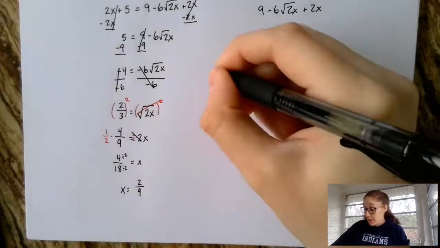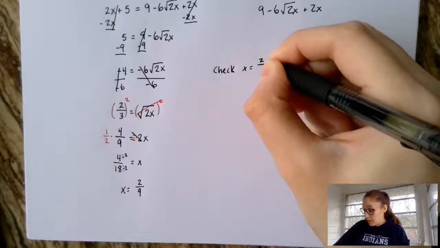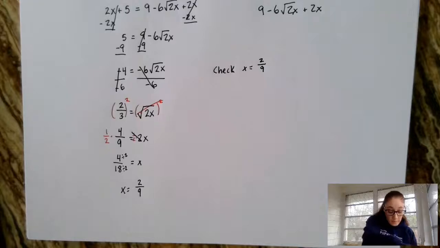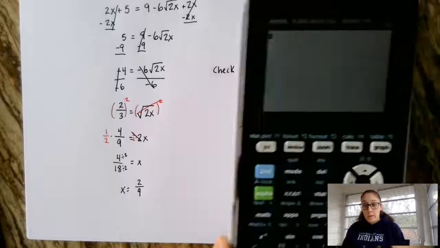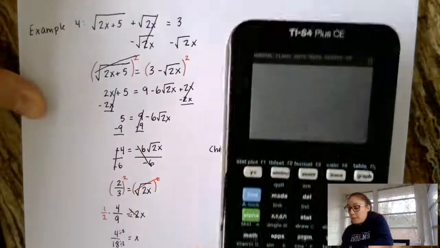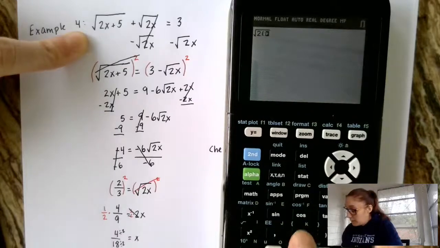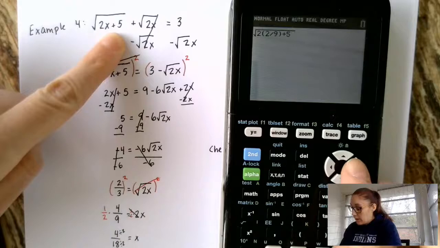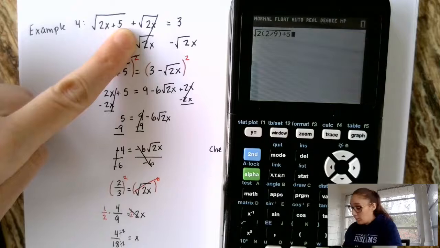Alright, so we need to check that. And you might say, I don't want to check that because it has fractions. Well, we can just use our calculator. So let's try that. Alright, so the original problem is up here. So we have the square root of 2 times x, and remember our x is 2/9, so I'm going to do 2 divided by 9 plus 5, right? Now I need to get out of the radical because I need to do plus, but outside of it, so I'm going to use the right arrow, and that will bring me over to the right.